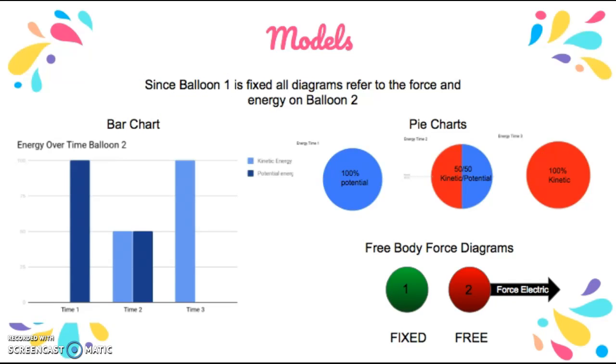The models shown on this slide show how the balloon's energy changes in general. Both the bar chart and pie chart show 100% potential energy to start, then a 50-50 split between potential and kinetic, and then 100% kinetic. This models the balloon's motion while it accelerates. The free body diagram shows the electric force acting on balloon 2. Gravity and normal force were omitted due to the focus being on the net force due to charge.